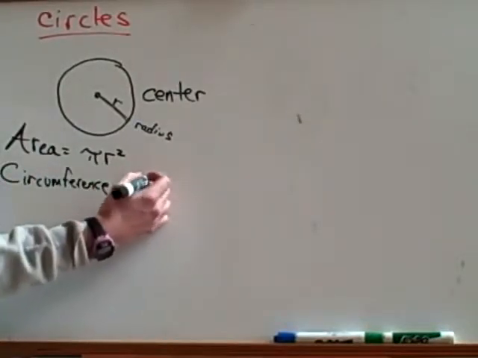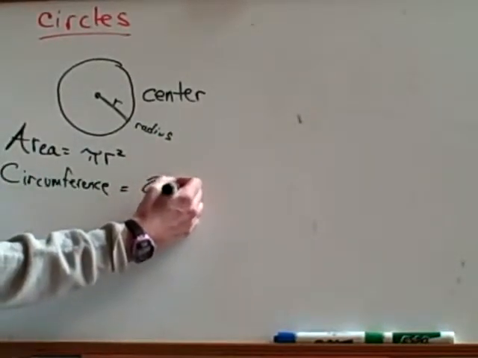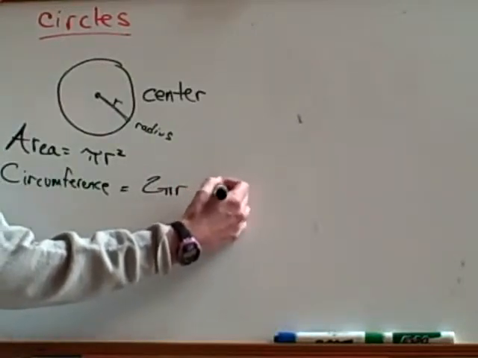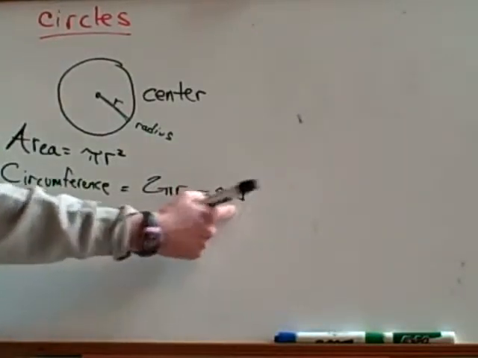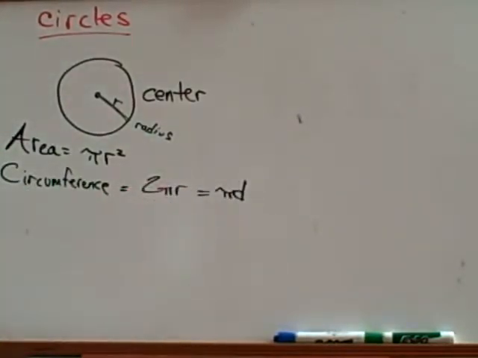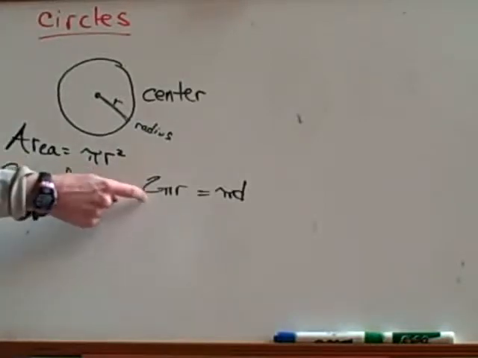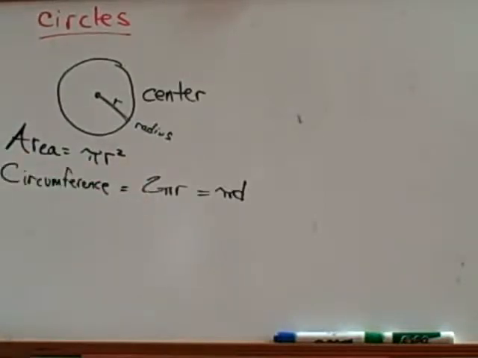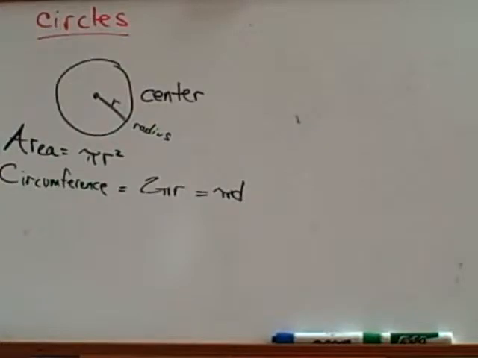Cool guy. Okay, so circumference is 2 pi r or pi d, because diameter is twice the radius. I always memorized it 2 pi r, but that's because I heard it first. But pi d is shorter, so that's not a bad one.